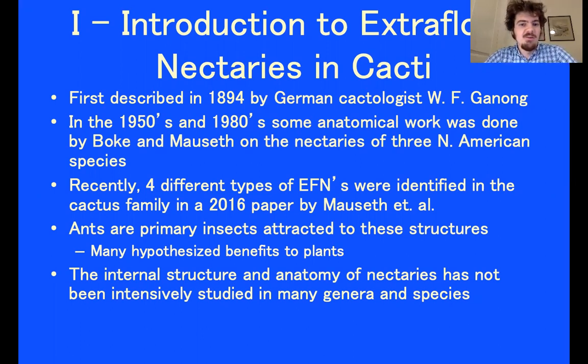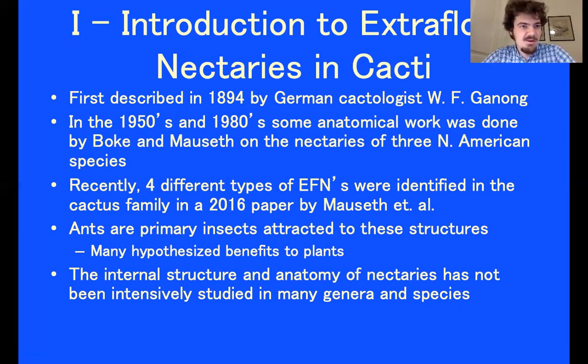What is the purpose of cacti having these nectaries? The main thing is to attract insects, and the main insects that are attracted to them are ants. There are a number of benefits that it is hypothesized these ants have on the plants.